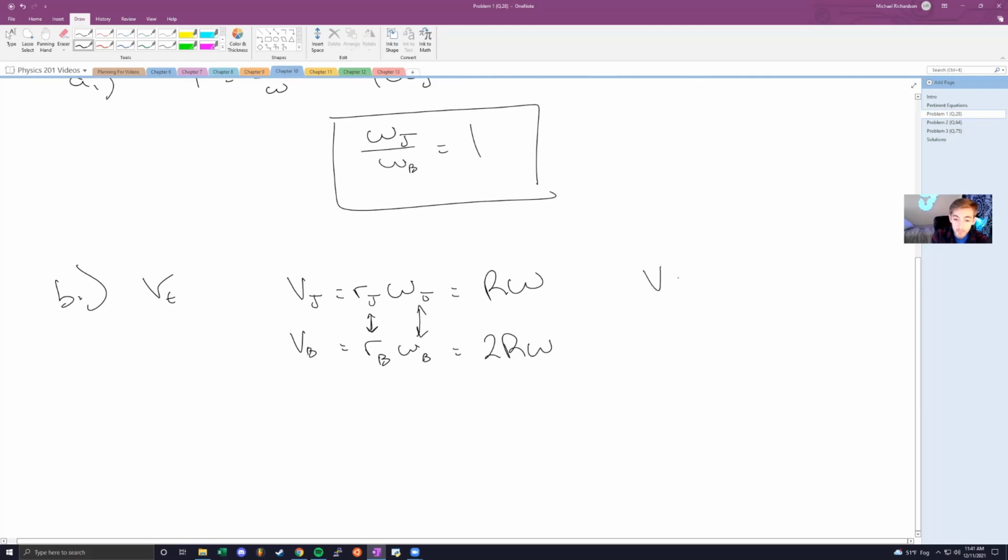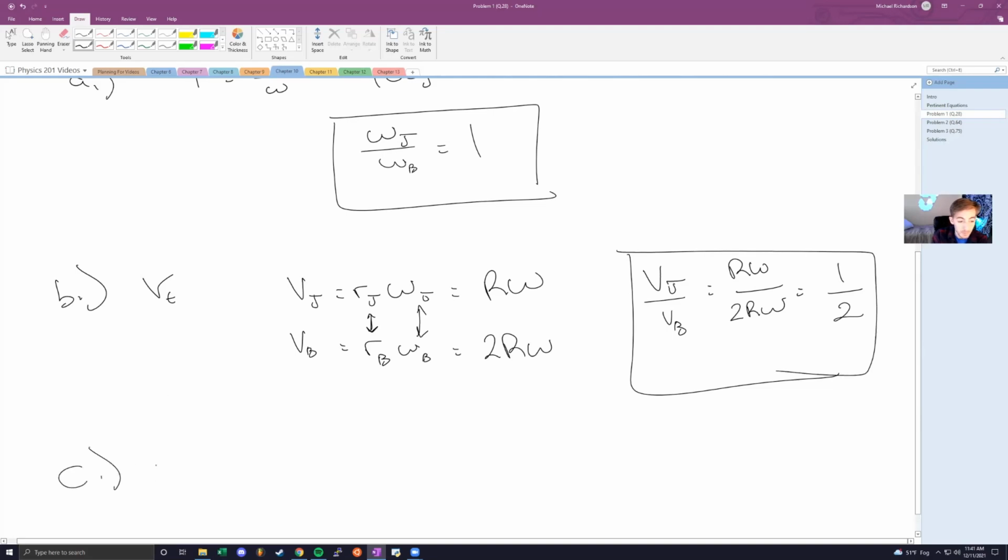So by taking the ratio of them, it's decently easy to see that this is going to be r omega divided by 2r omega, which just means that Jason has half of the tangential velocity as Betsy. So we'll circle this.